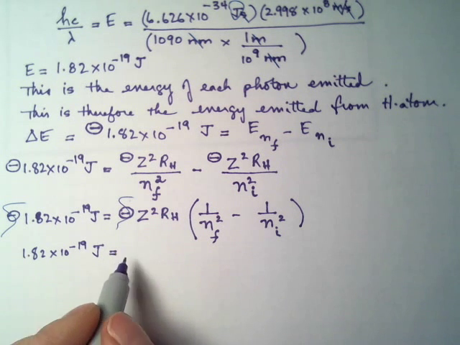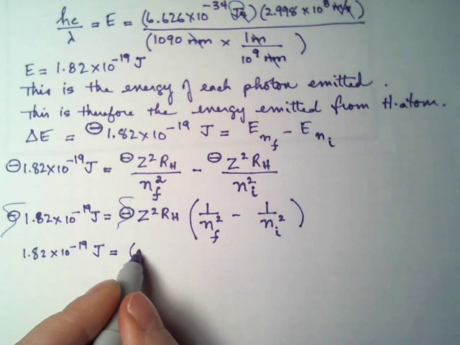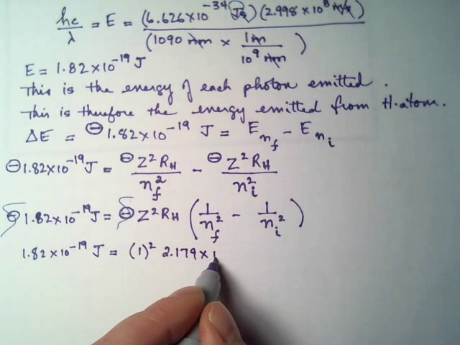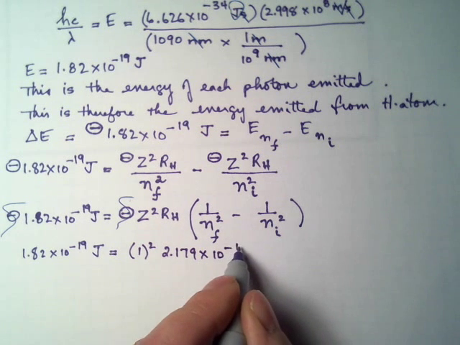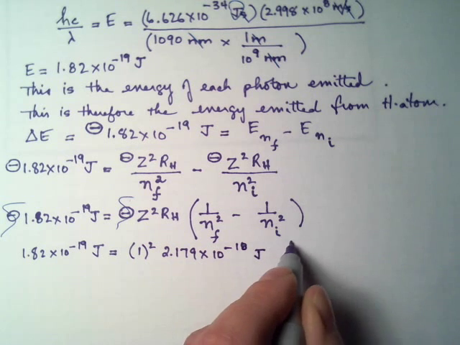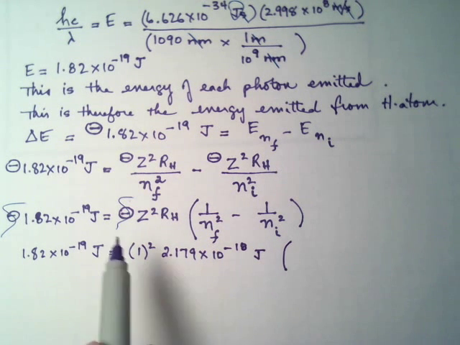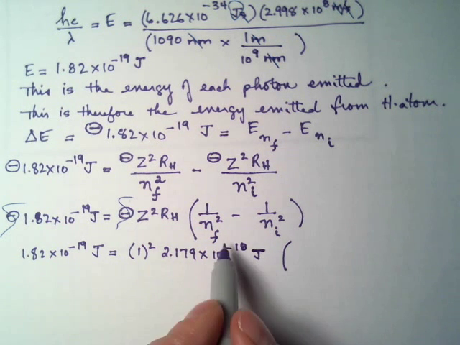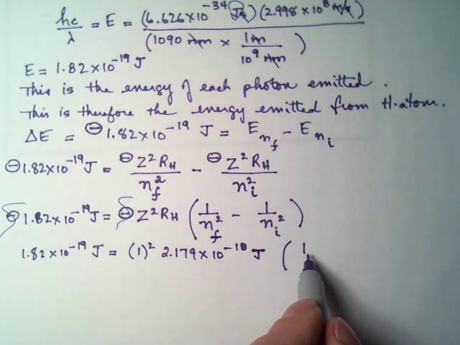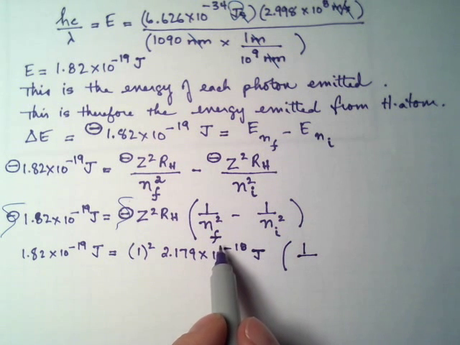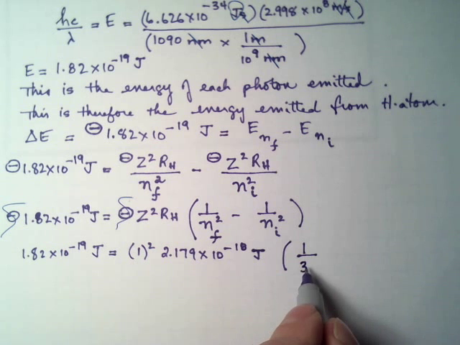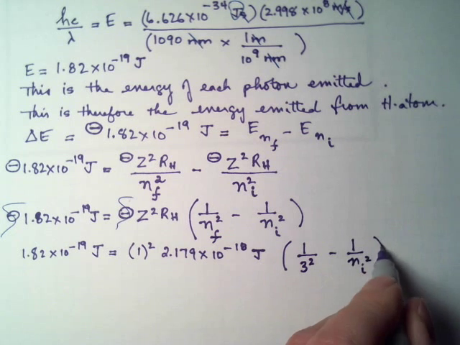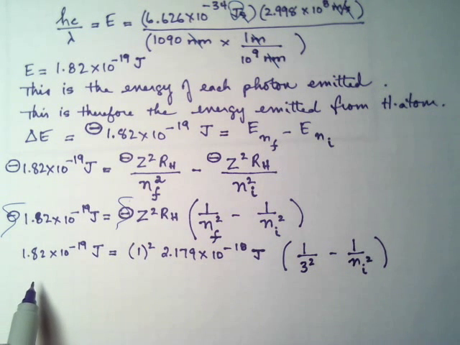Z, this is hydrogen, so I've got just simply 1 squared, and then it's 2.179 times 10 to the -18 joules, and then open bracket. It would have been smart to put that down here on the denominator, and you probably did. 1 over n final, where was I ending up? At 3, so that's 3 squared, minus 1 over n initial squared, and that is my unknown, n initial.